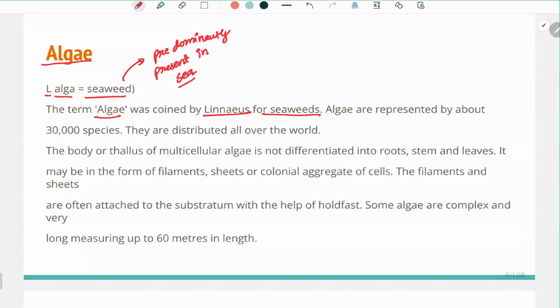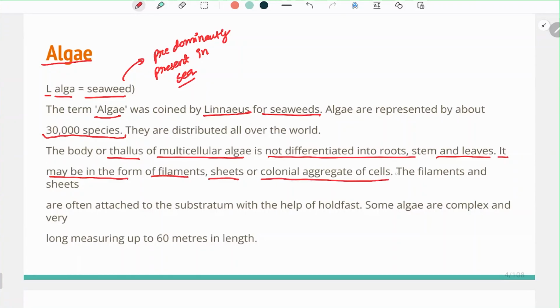Algae are represented by about 30,000 species and they're distributed all over the world. The body or thallus of a multicellular alga is not differentiated into root, stem, and leaf, and it may be in the form of filaments, sheets, or colonial aggregation of cells. The filaments and the sheets are very often attached to the substratum with the help of holdfast.